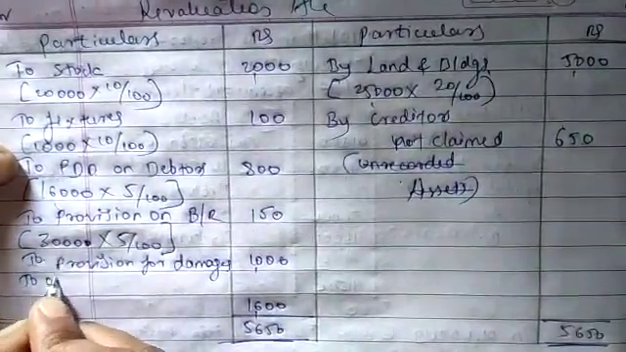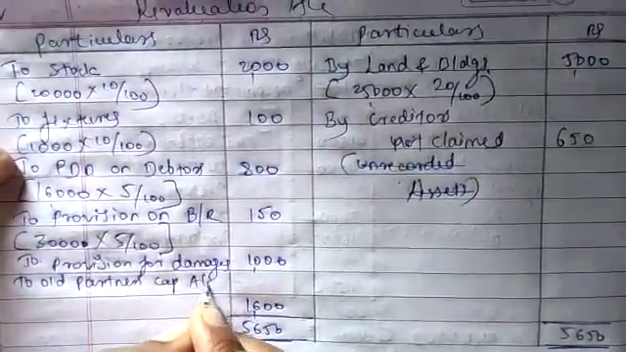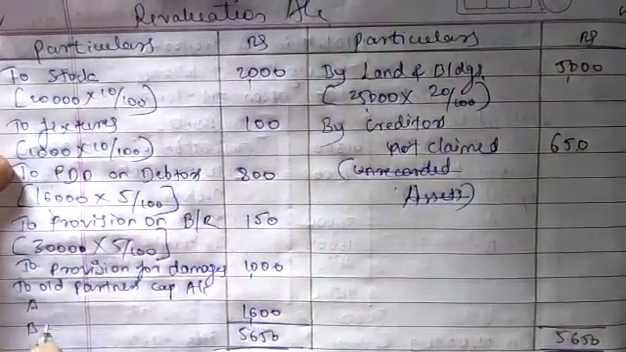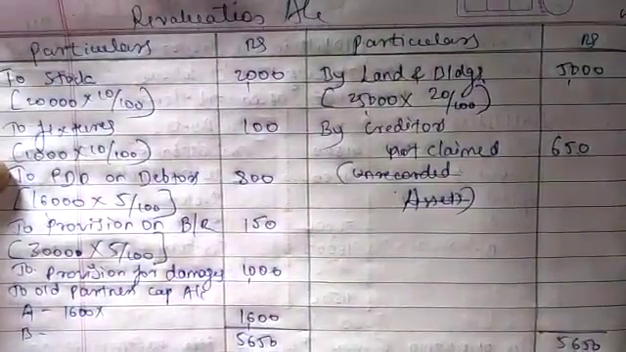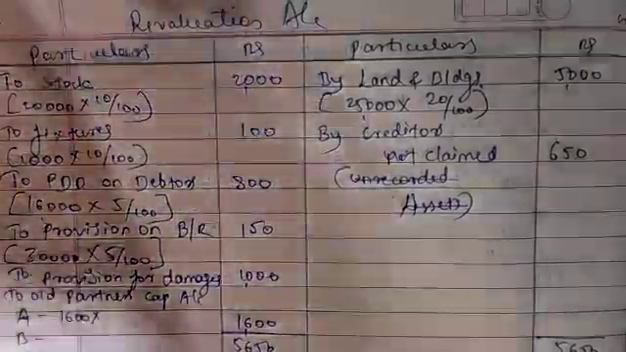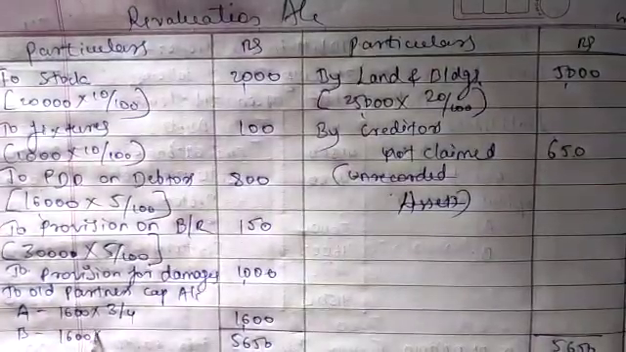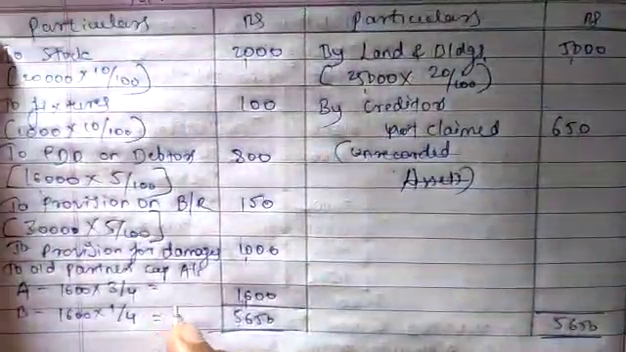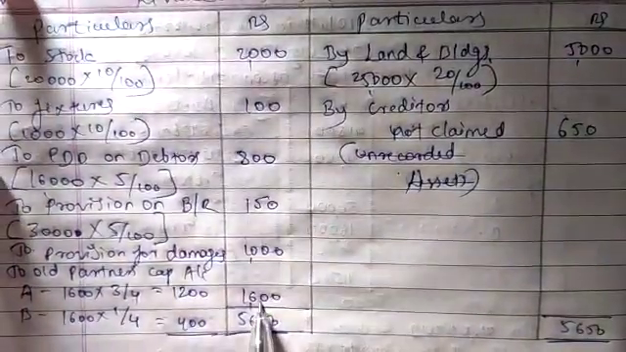So that should be transferred to the old partners' capital account. Who are the old partners here? A and B. That 1,600 should be distributed among the old partners in the old ratio. What is the ratio here? 3:1. 3 divided by 4 and 1,600 into 1 divided by 4. That becomes 1,200 and 400. So this is the revaluation profit, 1,600.